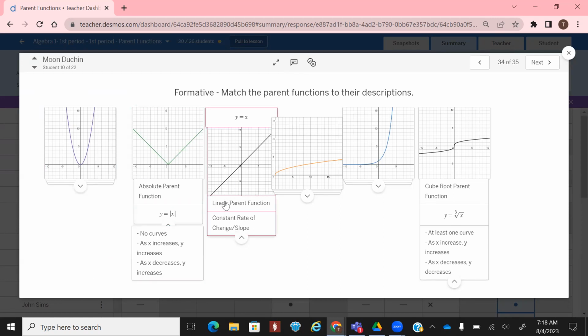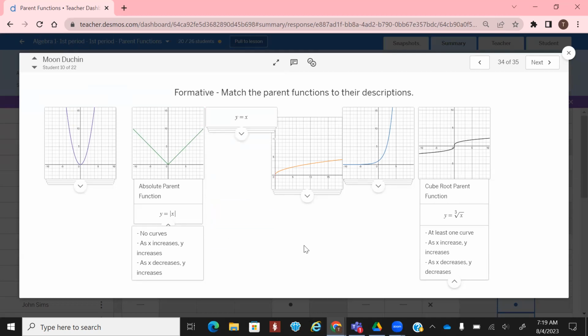Looking at this linear one, it's got the linear parent function. We've got a line. Our equation is y equals x. And with linear functions, it's the only one that has a constant rate or constant slope. Okay, so that's all correct. Now let's look at this absolute value parent function. Yes, that's the V. Here is our equation.